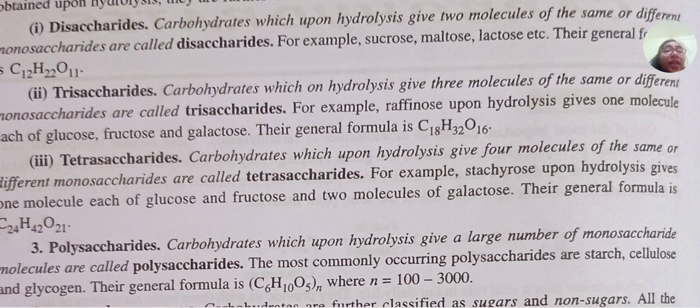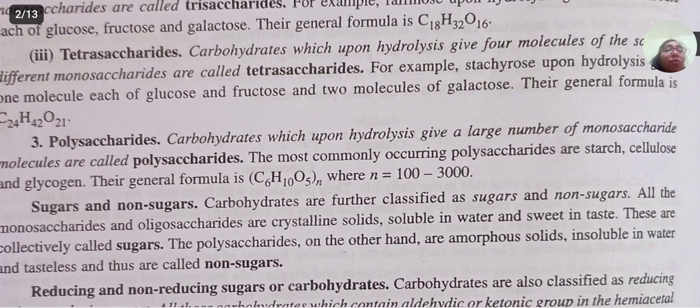C24H42O21. Polysaccharide. Carbohydrates which upon hydrolysis give a large number of monosaccharide molecules are called polysaccharides. The most commonly occurring polysaccharides are starch, cellulose and glycogen. Their general formula is (C6H10O5)n where n is equal to 100 to 3000.